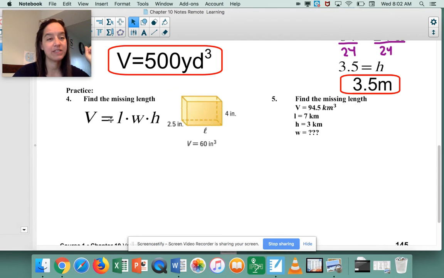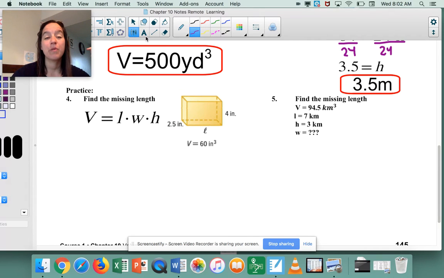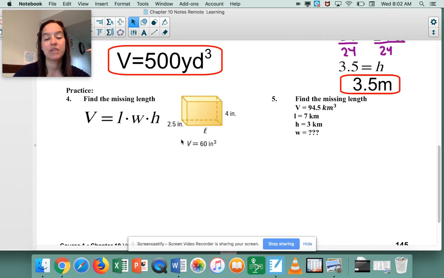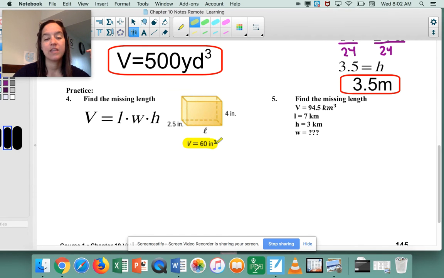So like always, I start with my formula. Volume equals length times width times height. I'm choosing this formula, 1, because I know we're talking about volume, but 2, because in the problem, they gave me the volume. Where'd my highlighter go? They gave me the volume. That's why I'm using that formula.